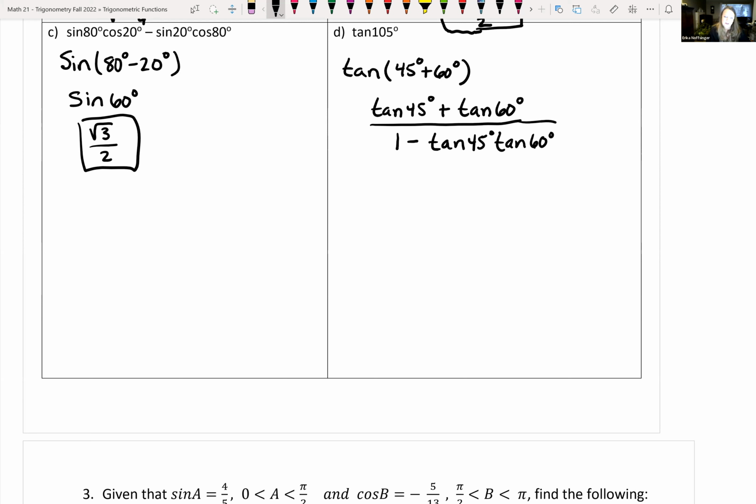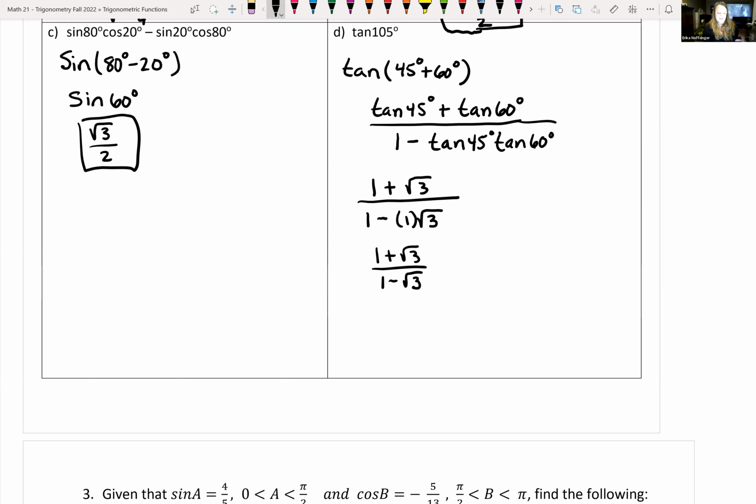So let's go ahead and evaluate tangent at those angles. Tangent of 45 degrees, recall, is 1, plus tangent of 60 degrees, that is root 3, all over 1 minus tangent of 45 degrees, which again is 1, times tangent of 60 degrees, which again is root 3. So just rewriting this, I have 1 plus square root of 3 all over 1 minus square root of 3. In my class, I have my students rationalize the denominator. If you're watching this video to help you with your class or to learn trigonometry, it depends on what your instructor wants.